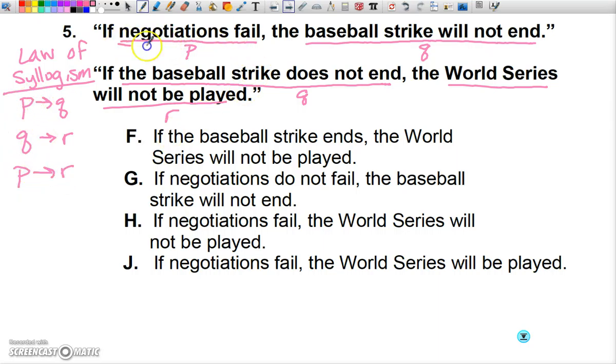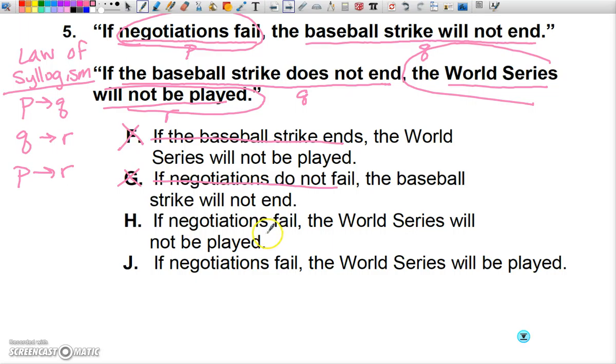So we're looking for negotiations fail, the World Series will not be played. So if negotiations fail, F does not start with that statement, so it's not that one. If negotiations do not fail, it is not that one. If negotiations fail, we're good with H so far, and if negotiations fail, we're good with J. So now we have to look at the second half. The World Series will not be played, and this one says the World Series will. Well, if it was, you would be taking the not out, which the law of syllogism does not do, so your answer is H.